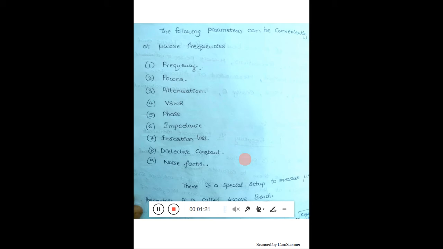Since the low frequency components are based on Kirchhoff's voltage and current laws, using these two parameters we can measure the remaining parameters like power, attenuation, impedance, and so on. But at microwave frequencies, many parameters like frequency, power, attenuation, VSWR value, voltage standing wave ratio, phase, impedance, insertion loss, dielectric constant, and noise factor can be measured very easily. For all these measurements it requires a special bench setup.